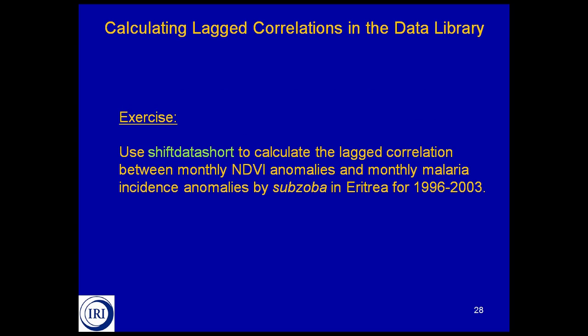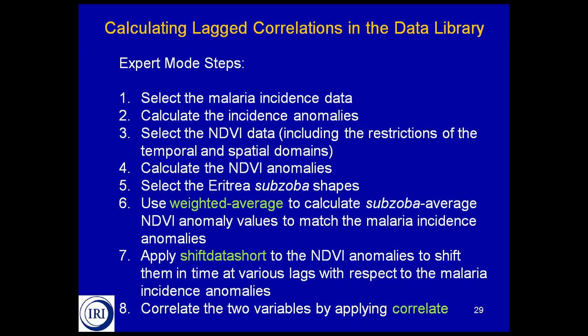So here's the next exercise. Use shift data short to calculate the lagged correlation between monthly NDVI anomalies and monthly malaria incidence anomalies by subzoba in Eritrea over the same period, 1996 to 2003. And here are the steps you would go through.